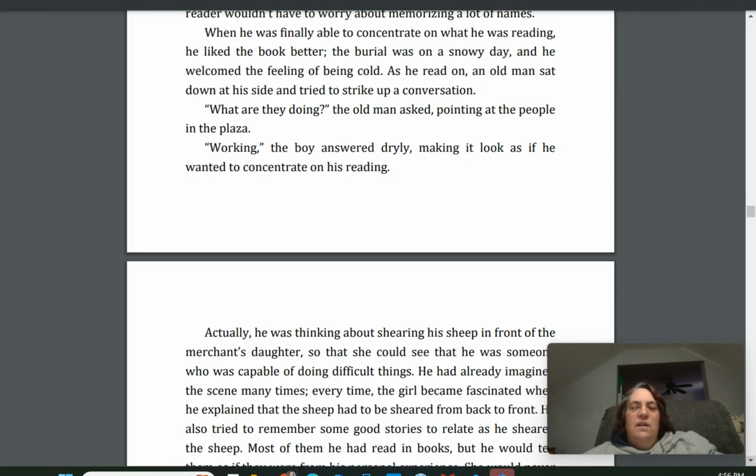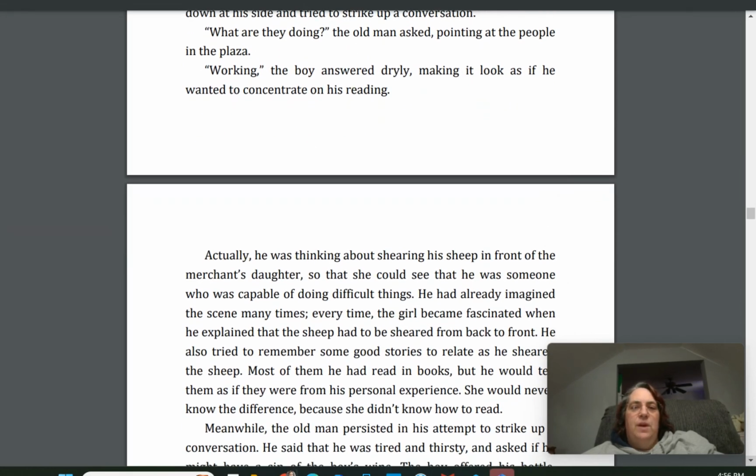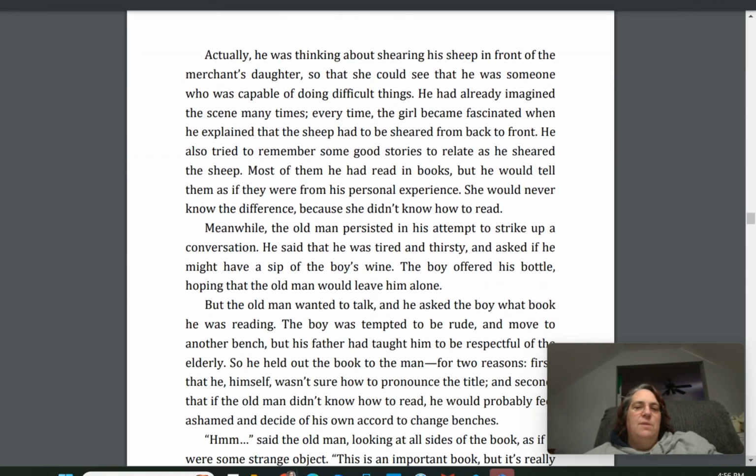As he read on, an old man sat down at his side and tried to strike up a conversation. "What are they doing?" the old man asked, pointing to the people in the plaza. "Working," the boy answered dryly, making it look as if he wanted to concentrate on his reading. Actually, he was thinking about shearing his sheep in front of the merchant's daughter, so that she could see that he was someone who was capable of doing difficult things. He had already imagined the scene many times.